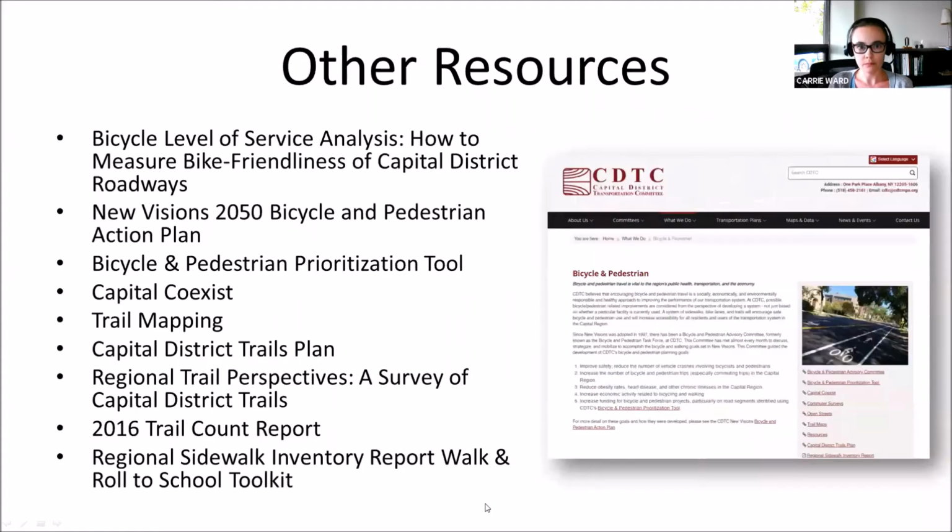Next slide. And then this slide just has a number of other resources on it. Not planning to read them, but please feel free to let us know if you would like more information about any of them or how you could use them in your work. And next slide.